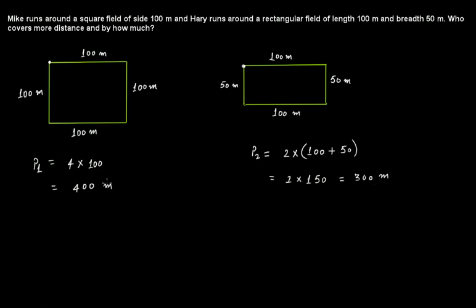Now who covers more distance? Of course, P1 is greater than P2. So Mike covers more distance, and by how much? If you have to find how much, then this is a greater quantity. So P1 minus P2, that is 400 meter minus 300 meter, and this will give you 100 meter. It means Mike covered more distance than Harry, and by 100 meter.